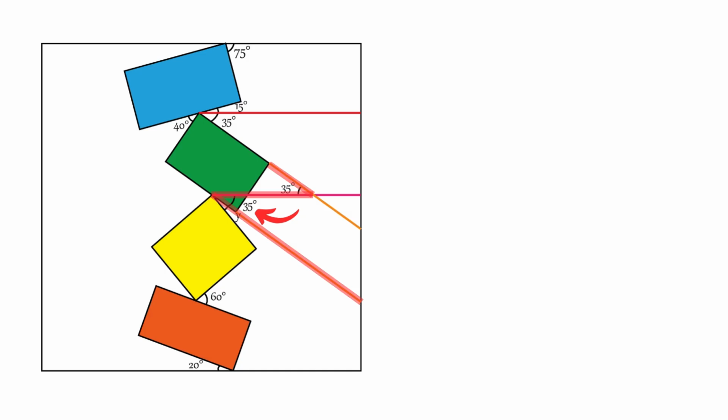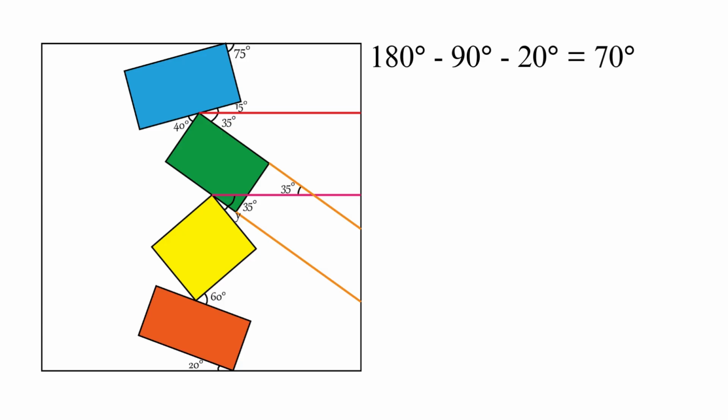Step 5. Final step: solving for angle Y. At the bottom intersection, we have a straight angle, which always measures 180 degrees. We already have two angles there given. One is 90 degrees, a rectangle corner, and the other is 20 degrees. So we simply subtract these angles from 180 degrees. 180 degrees minus 90 degrees minus 20 degrees equals 70 degrees.